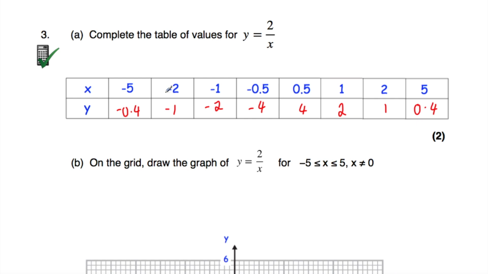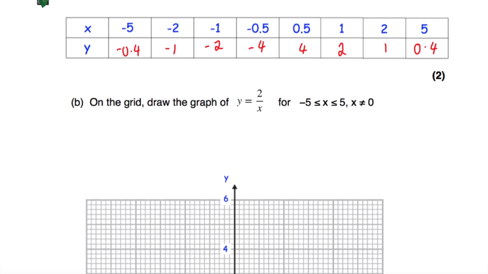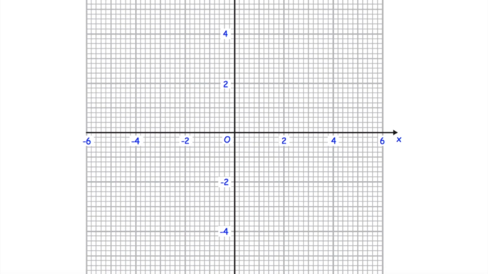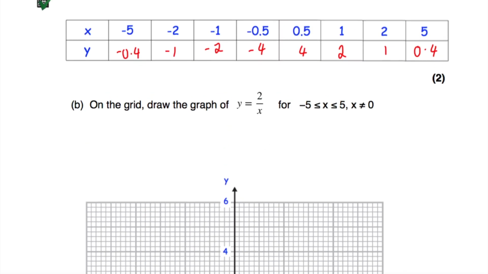So we've completed our table of values, and now we've been asked to draw the graph on the grid below. So let's do that. Let's plot these. -5, negative 0.4. So -5 would be here. Negative 0.4, well, we've got 1, 2, 3, 4, 5 being 1. So each of those is 0.2. So -5's here, so negative 0.2. Negative 0.4 would be there. Okay, that's the first point plotted.